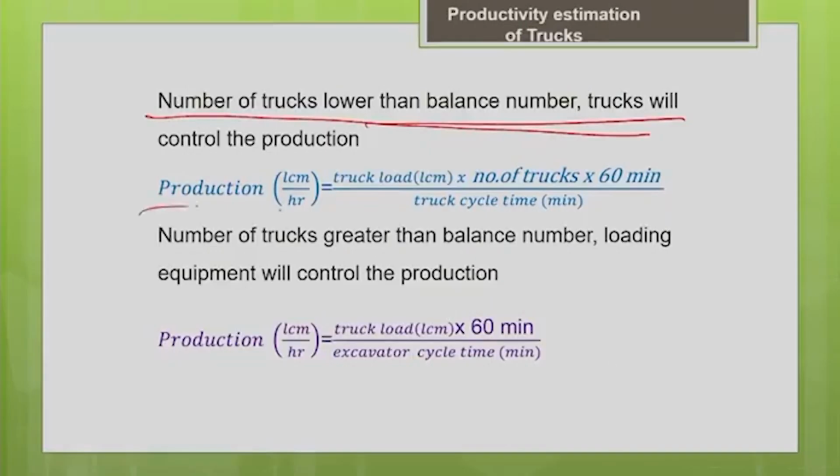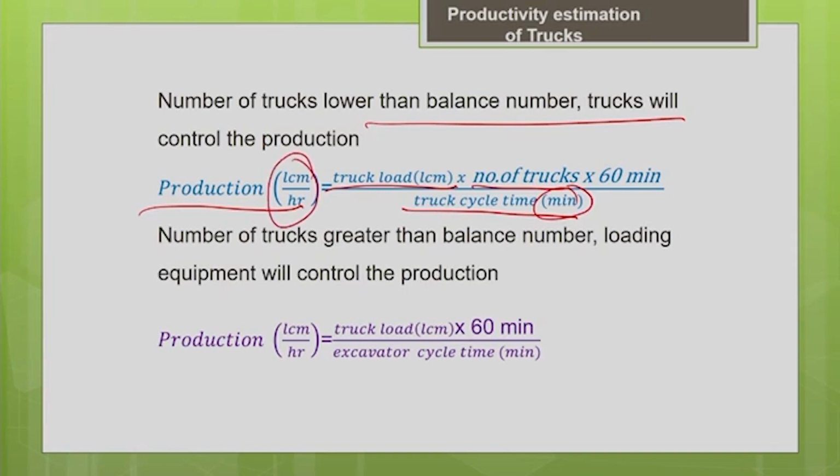So, how to estimate the production in this case? Truck load multiplied by number of trucks divided by the truck cycle time. Here I have taken truck cycle time in minutes, so I am converting it into hour because I need the productivity in loose cubic meter per hour. So, I am just multiplying by 60 minutes.